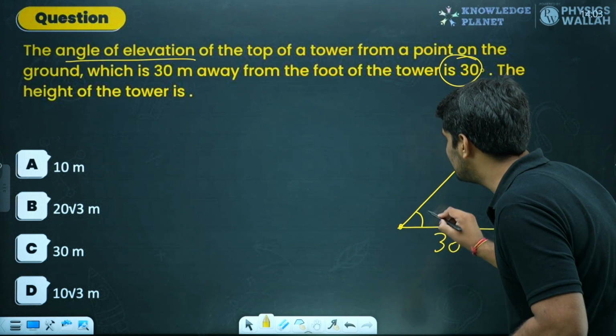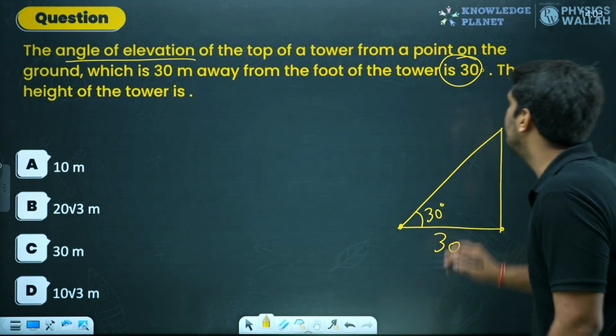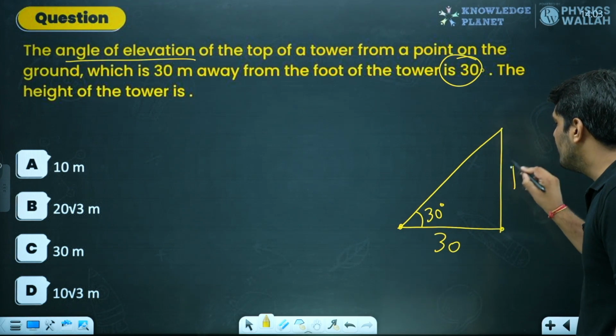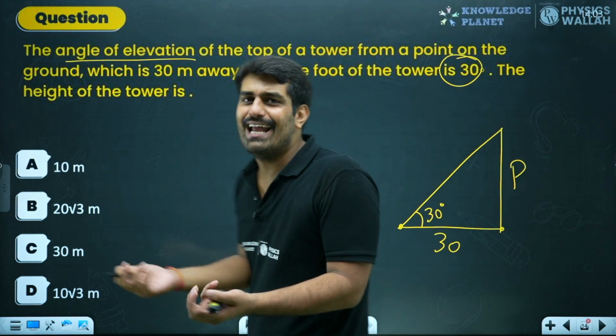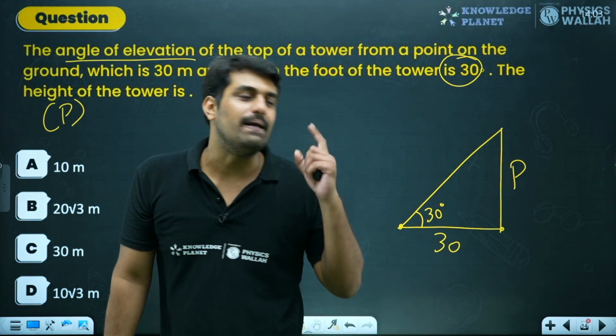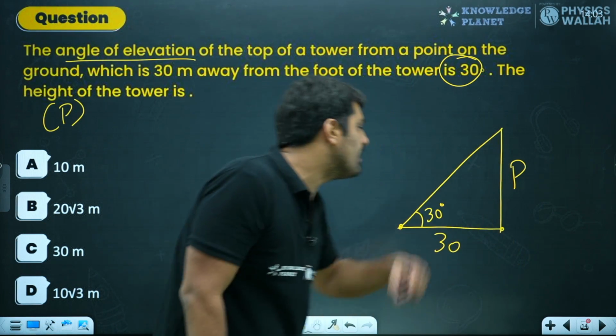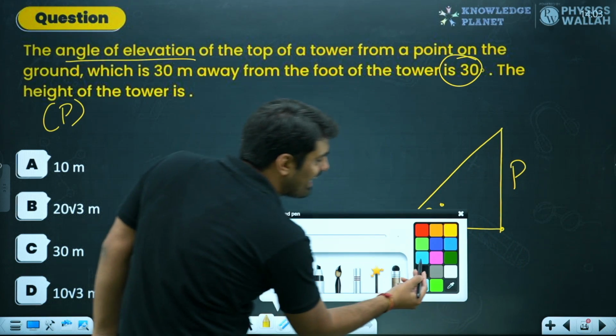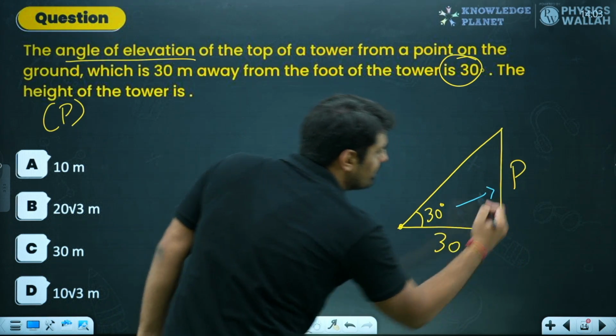So the angle has been given to you as 30 degrees over here. The height of the tower is asked. So this particular height over here, I am calling P. Why? Because I like P. This is my particular word, perpendicular, I'll use as P. So this particular height has been asked. Perpendicular, this is the base. Why perpendicular? Because from the angle's perspective, this is the opposite side.